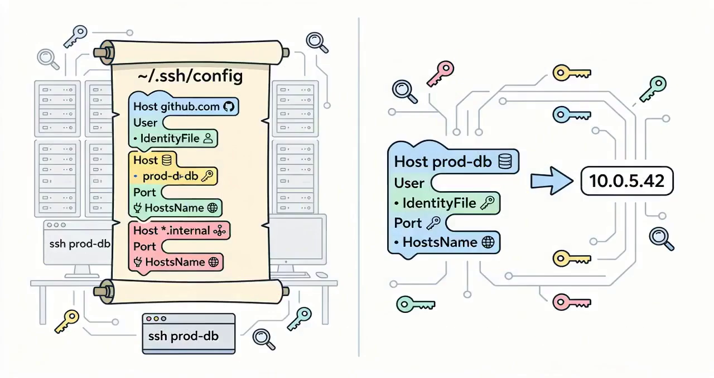The file ~/.ssh/config is the OpenSSH client's cheat sheet. Every host block names an alias you can type instead of a full address, and the directives inside that block set the rules for every connection that matches.